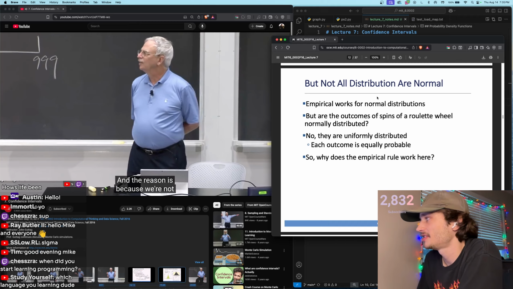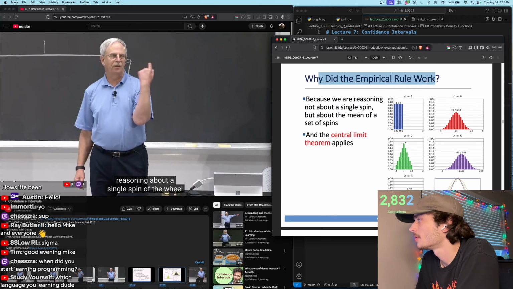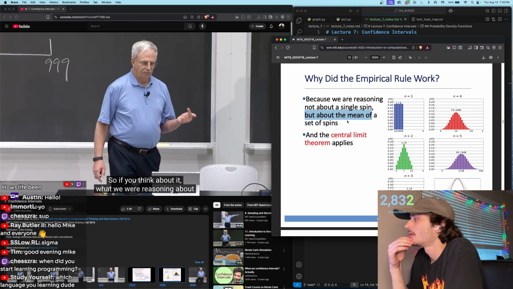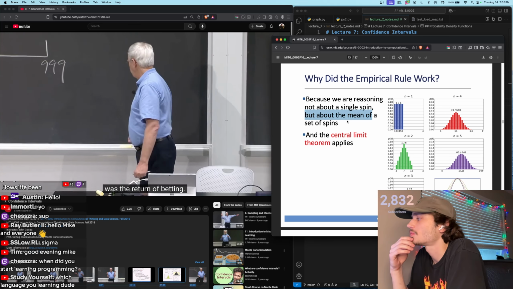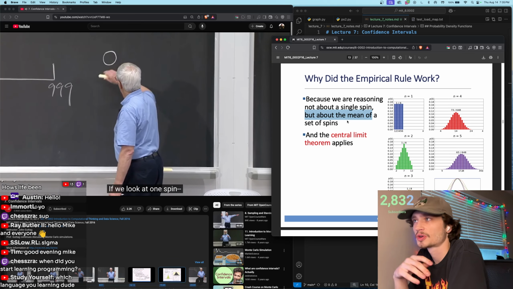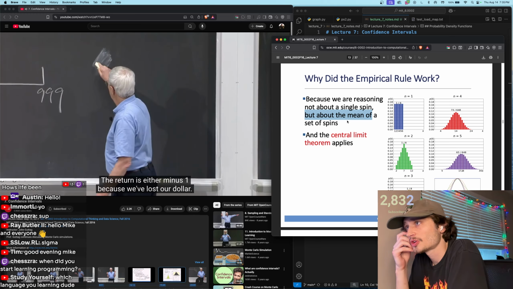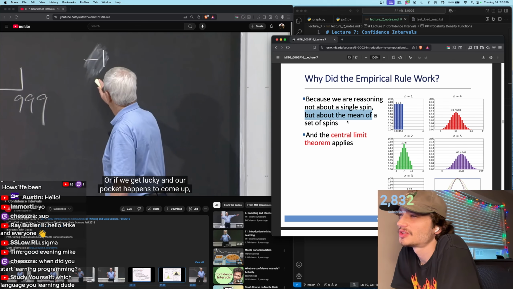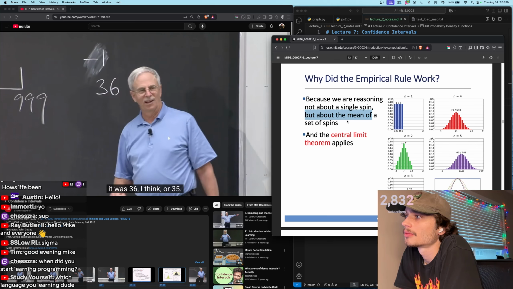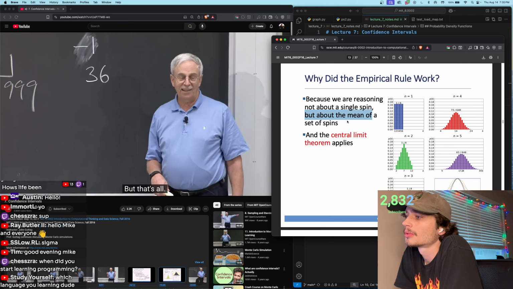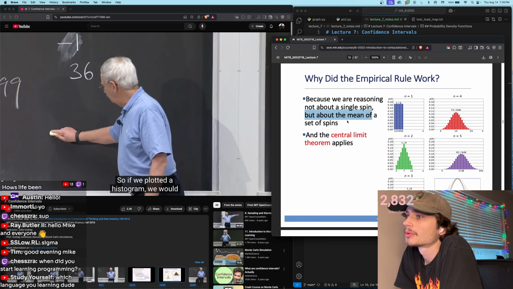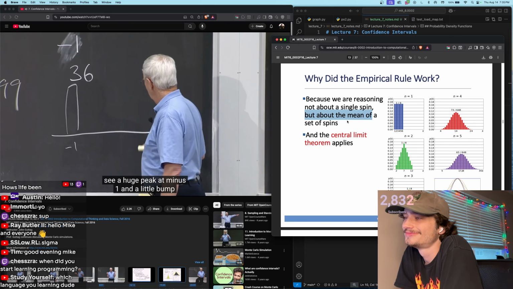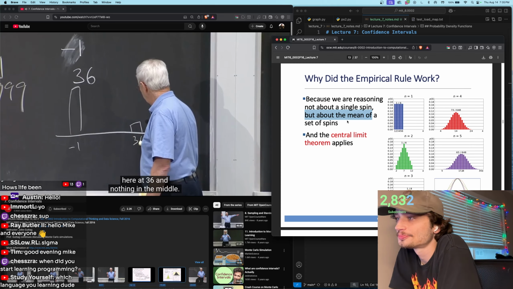And the reason this is interesting is because here we're not reasoning about a single spin of the wheel, but about the mean of a set of spins. So if you think about it, what we were reasoning about was not just the return of one spin and the probability of a single bet, but if we look at one bet over the course of a night. Well, let's say we bet $1. The return that night is either -1 because we've lost our dollar, or if we get lucky and our pocket happens to come up, it was 36, I think, or 35, I forget which. But that's all. So if we plotted a histogram, we would see a huge peak at -1 and a little bump at 36 and nothing in the middle.